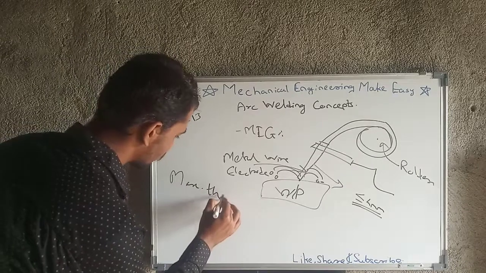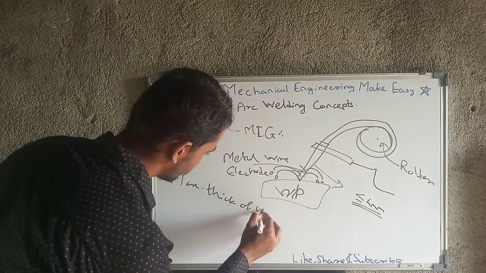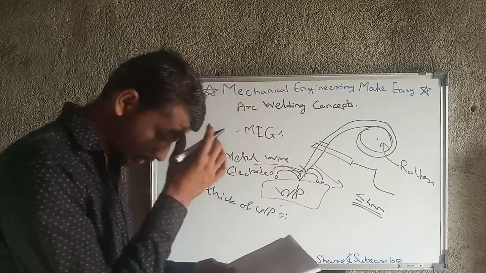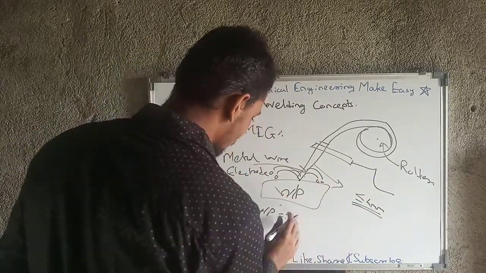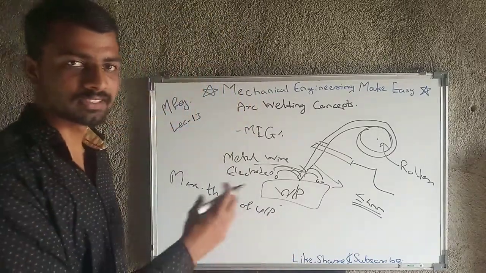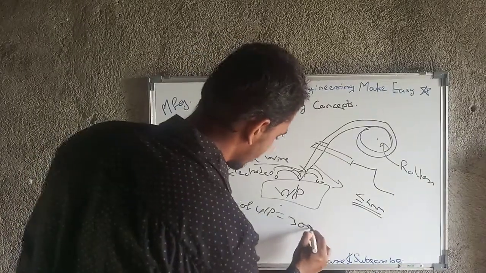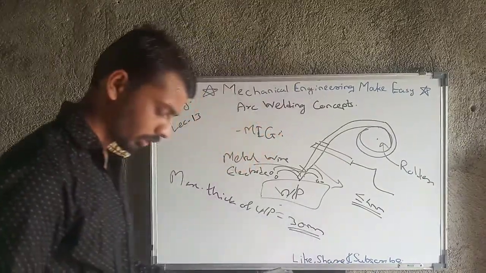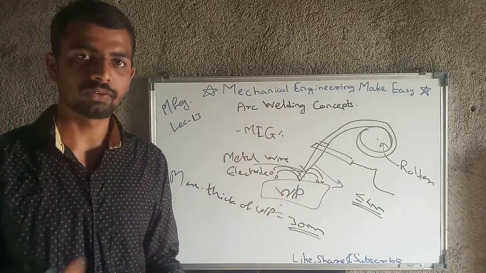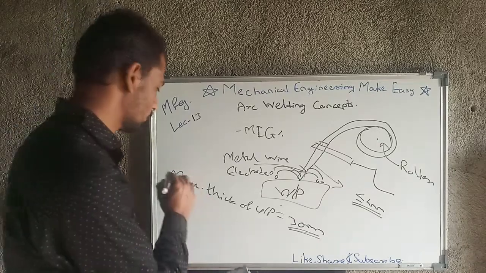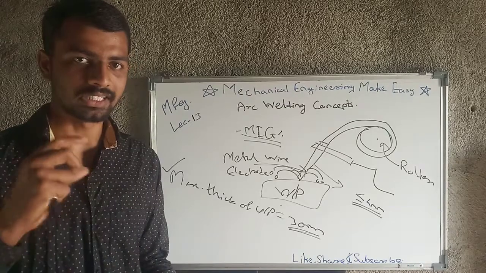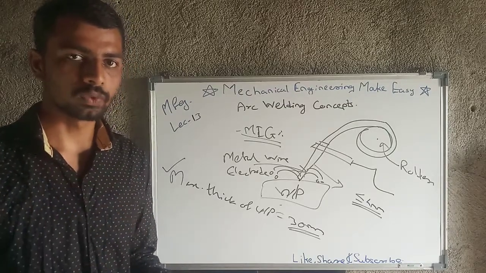Then the maximum thickness of workpiece that we can weld within a single pass will be equal to 30 mm. Means a plate thickness of up to 30 mm we can weld within one single pass only. This is a very big advantage of metal inert gas welding. Up to 30 mm, that is 3 cm thick plate, we can weld within one pass only.